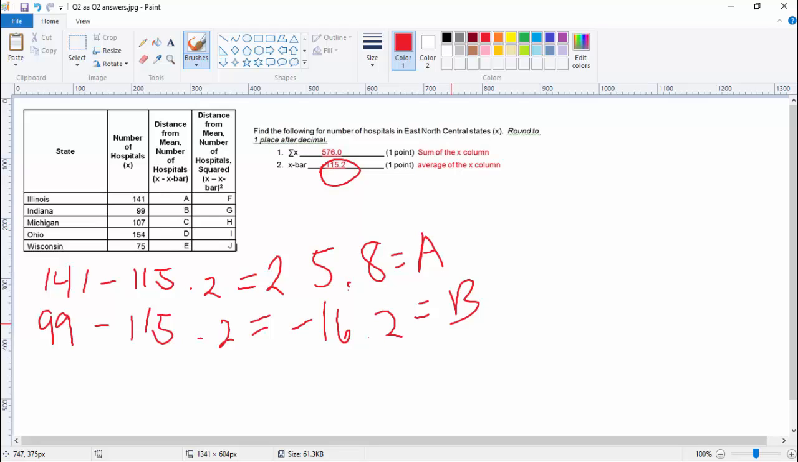So if you keep going, you can fill in C, D, and E. For C, it's going to be, what is it, 107 minus 115.2. So it's going to be negative here. Oh, I did it, negative 8.2, which is C. But you get how to do this, right? So that's the first part, filling in A, B, C, D, E, okay?